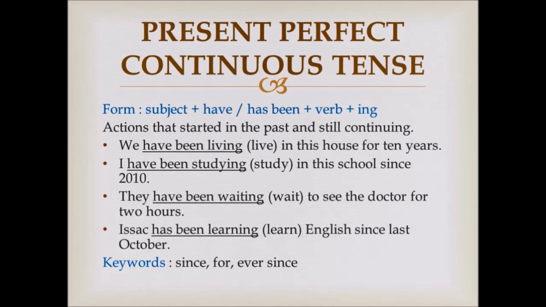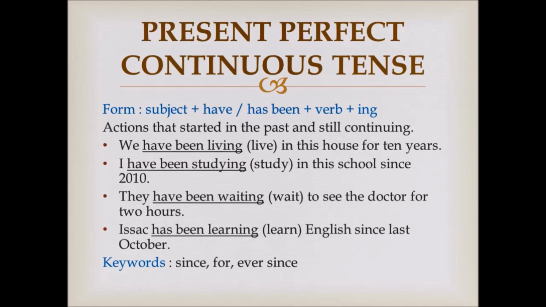Since your subject is we, you have to use have been living. The second sentence is I have been studying in the school since 2010. So from the year 2010, I have been studying in the school. I started studying in the year 2010 and still now I am studying here. They have been waiting to see the doctor for 2 hours. So 2 hours ago I arrived at the hospital and still now I am waiting to see the doctor.